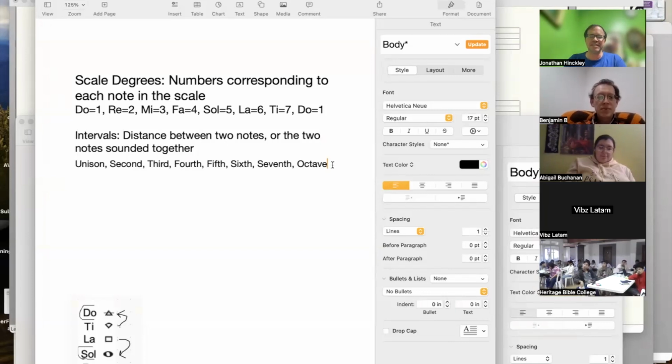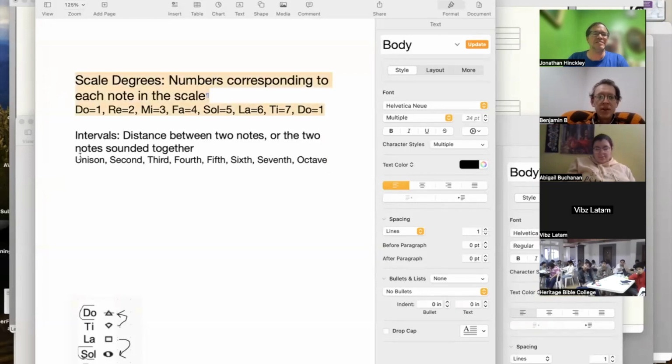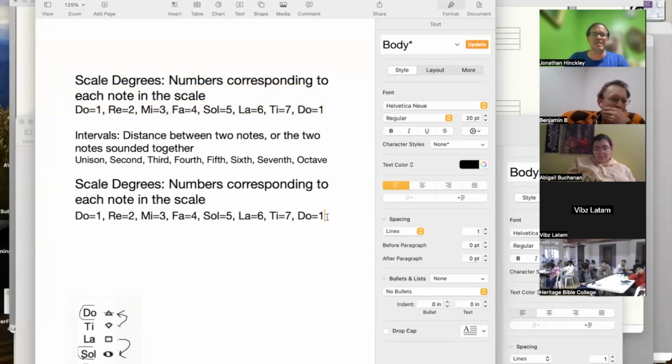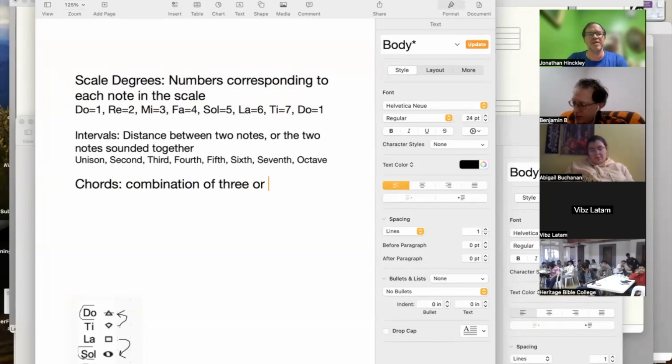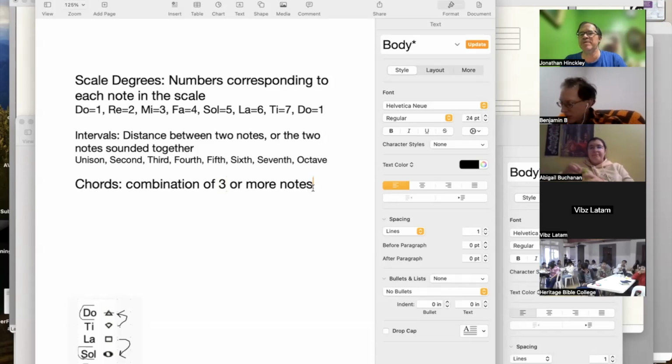Okay, the next thing we want to describe are, let me see if I can make it big again, because this is what we're really talking about today, chords. And usually that means a combination of 3 or more notes. Okay. And what we learned last time is that you build them.